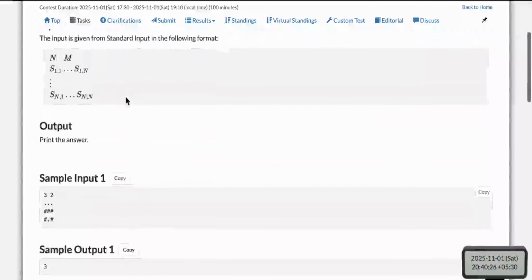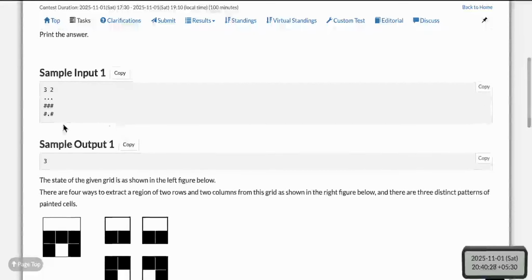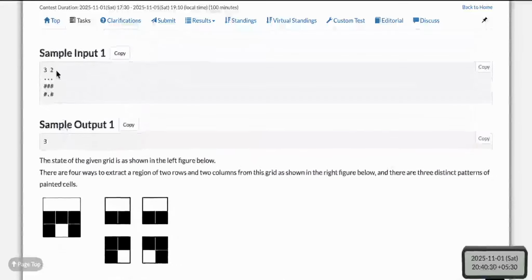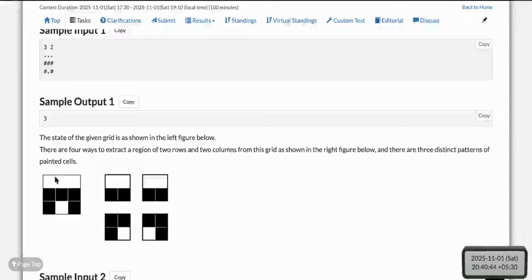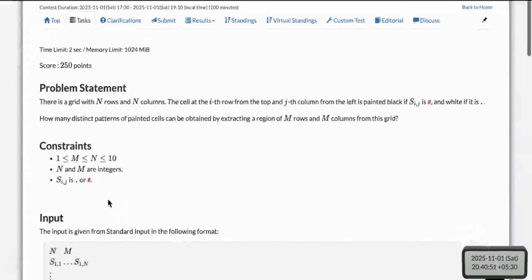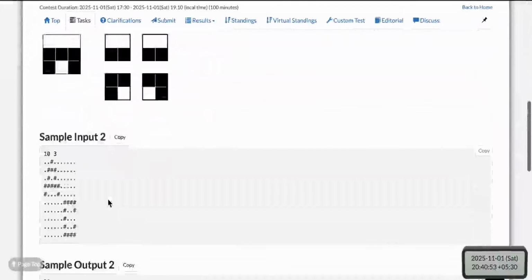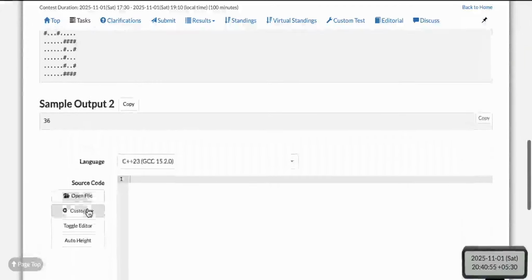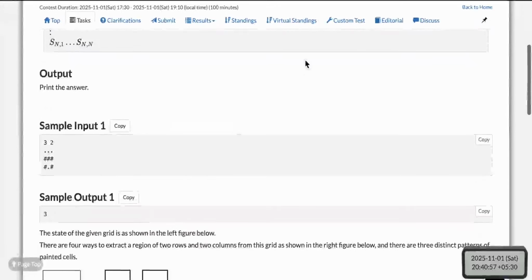The constraints are low. What we have to do is find the subgrids of m size from the grid and count the different patterns. So we have to find the m by m subgrids from this 3 by 3 grid, and all subgrids may have different patterns. This question is simple, and we will solve it by applying the brute force solution. So let's move to the solution part for this.